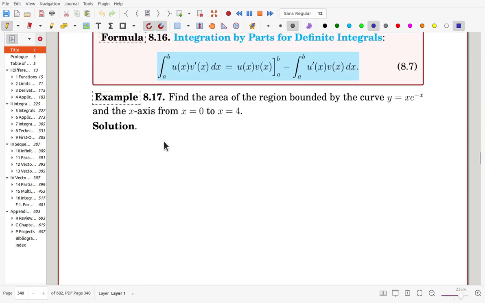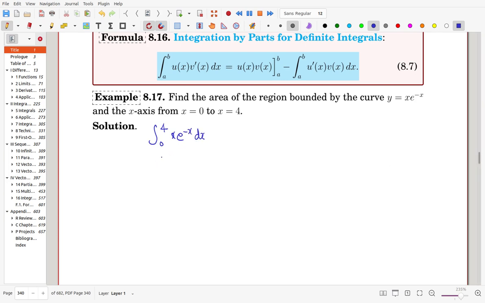Okay, here, let's try to solve this problem. Find the area of the region bounded by the curve y equals x times e to the minus x and the x-axis from x equals 0 to x equals 4. So the problem is asking to evaluate the integral from 0 to 4 of x e to the minus x dx.